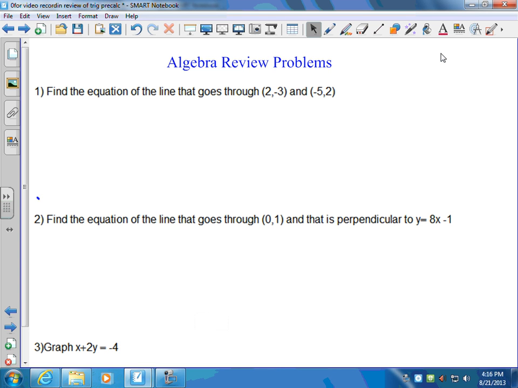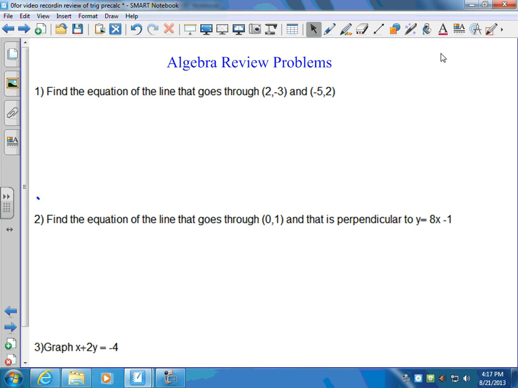In this segment, we will take a look at some review problems from algebra, specifically the types of questions that you might encounter in calculus. So this is the review of algebra for calculus purposes. And let's begin with something very simple, such as finding the equation of a line that goes through two points.